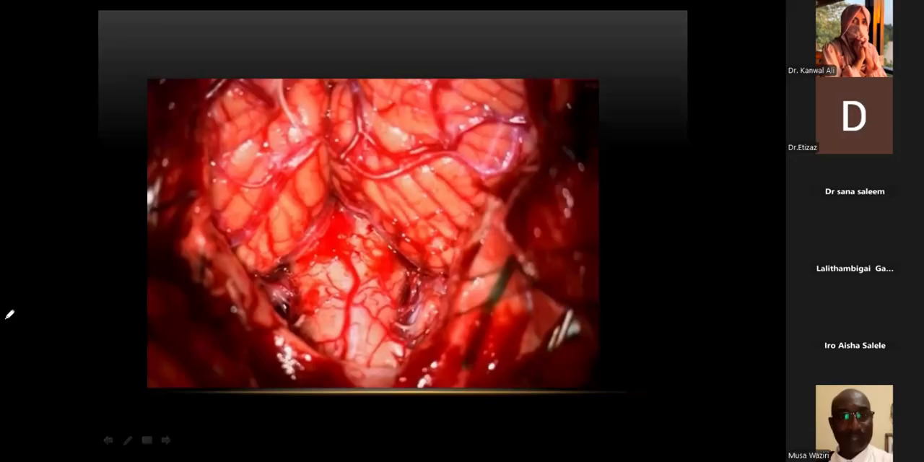Okay, so now look at here. We have peeled the arachnoid. When we peel the arachnoid, it is a very good picture of the structures posteriorly. This is cerebellum, cerebellar tonsils. Okay, this is medulla oblongata.